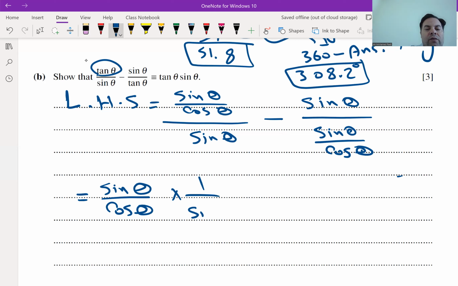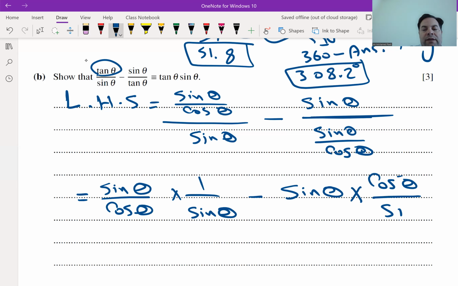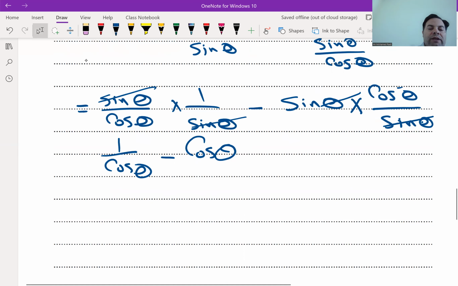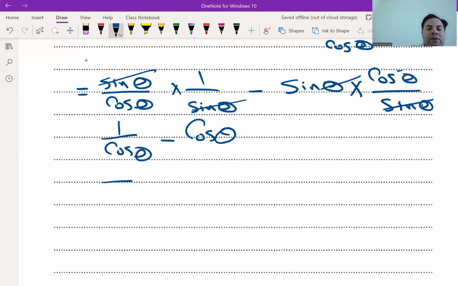Then sine theta over cosine theta divided by sine theta, we can write it like this: it's 1 over sine theta minus sine theta. And instead of divide it will be multiply, reciprocal will be cosine theta over sine theta. If you simplify sine theta with sine theta, 1 over cosine theta, sine with sine will be cosine theta. We have two fractions, try to write it as a single fraction, so the common denominator will be cosine theta.